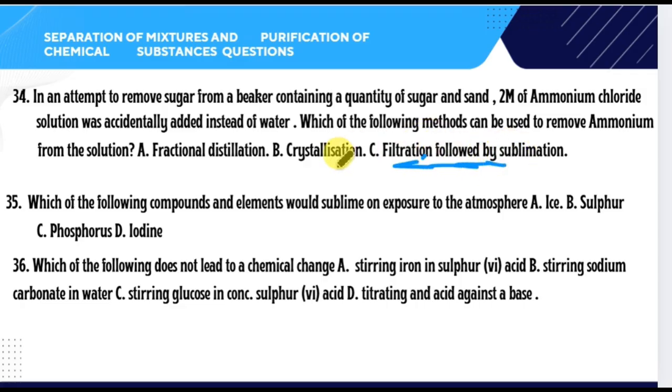Is the right answer here. Which of the following compound and element will sublime on exposure to the atmosphere? We have ice, sulfur, phosphorus, iodine. Let me give you a particular mnemonic that you can use to remember the major substances that do sublime. We have around 5 of them. There may be more, but these 5 are what you are going to come across majorly in your exams.